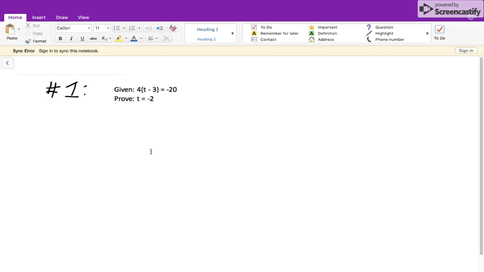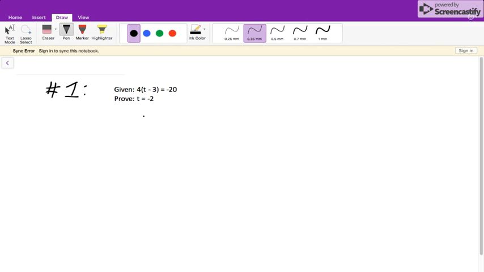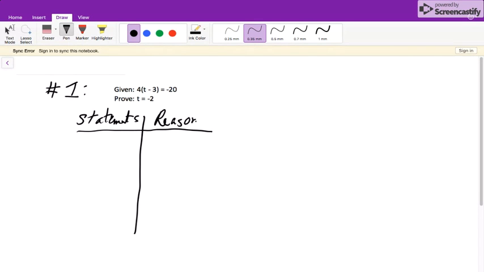All right, so now when you're solving this one, the first thing you're going to do is create your two-column proof, or your T-chart, and we will put our statements and our reasons. Whenever we're writing this, first we put whatever is given to us. So it is 4t minus 3 is equal to negative 20. And then our reasoning is given.